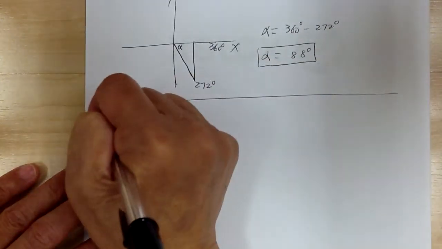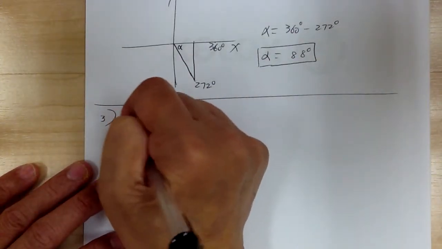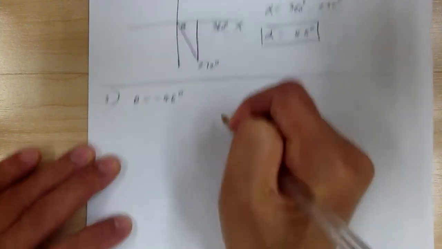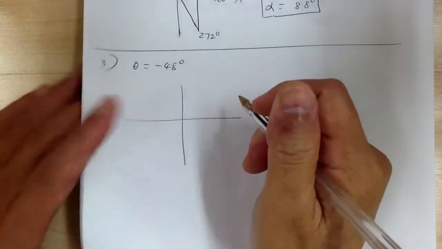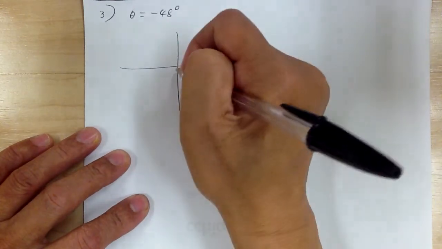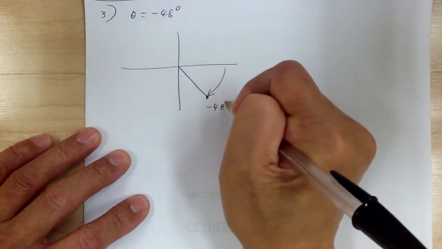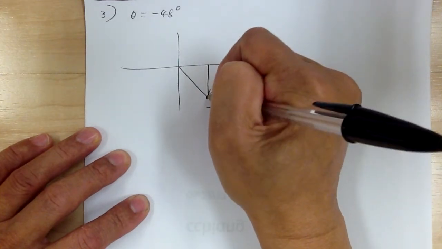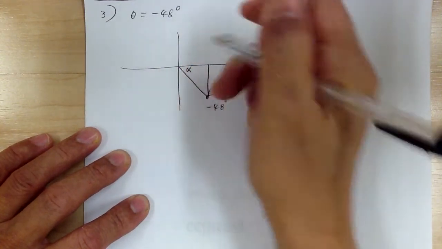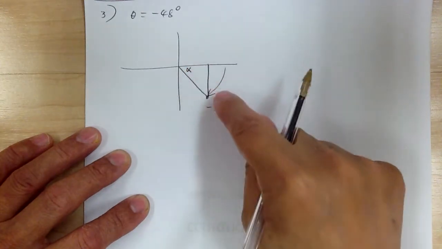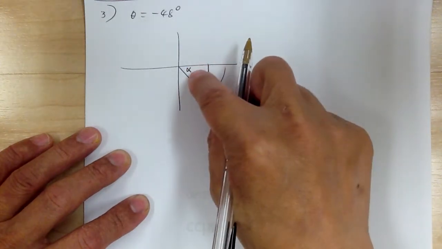Let's go to number 3. You have theta equal to negative 48 degrees. So you can draw your angle. Negative 48 is going this way, so that's your negative 48 degrees. Now draw your reference triangle and then label your alpha. By looking at this, you can see that alpha is going to be equal to 48.